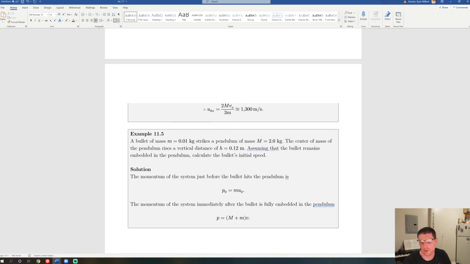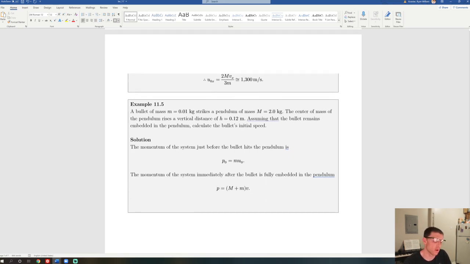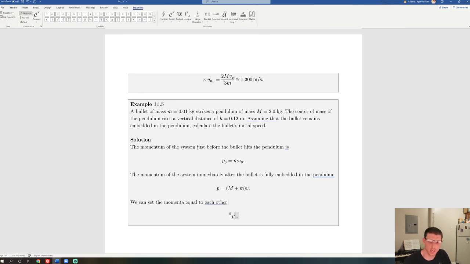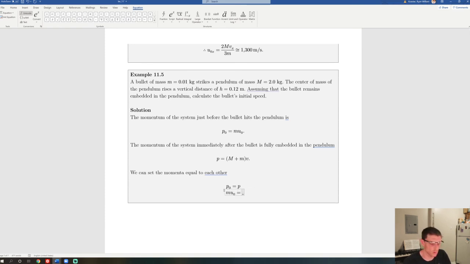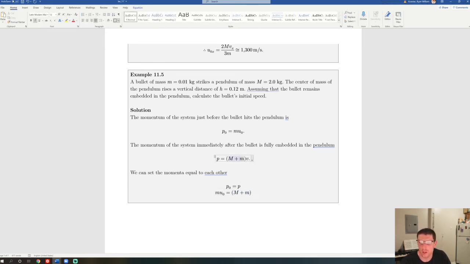And so we can figure out, we can set the momenta equal to each other like this: P initial equals P final, and mu naught equals big M plus little m. And I think that I'll write a 1 here, just because that's what I said I would do, but most of the time I probably wouldn't. Oops, 1. There we go.